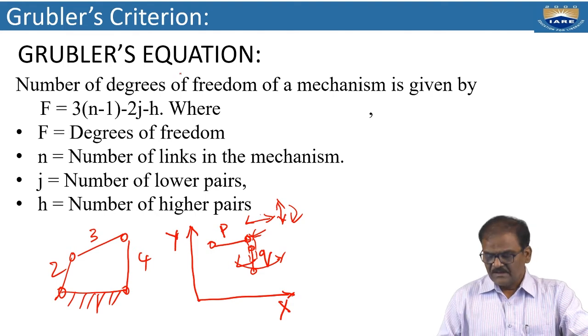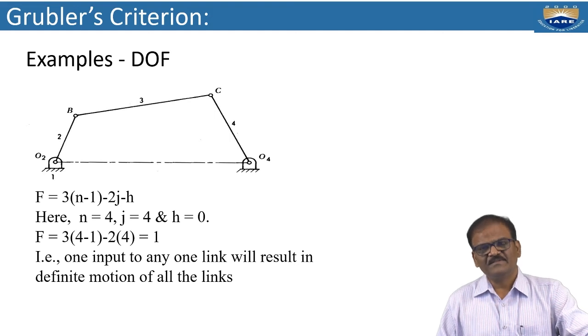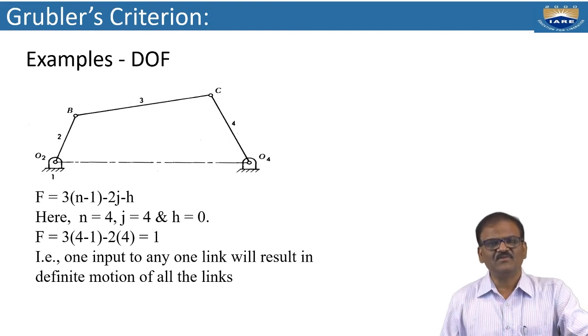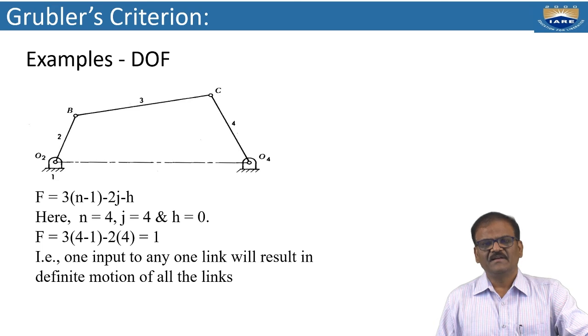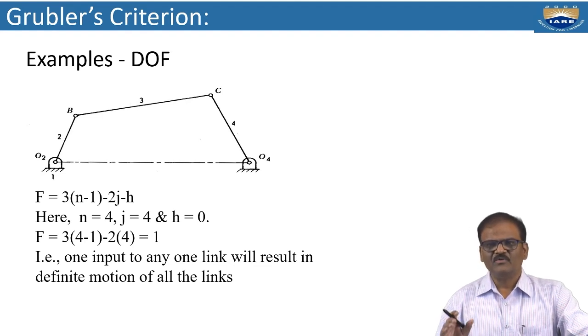So, next, if we go for the examples based on earlier experience with the Goodbatch, if you look at it, F is equal to 3 into n minus 1 minus 2j minus h. Here n is equal to 4, j is equal to 4, and there is no higher pair. Therefore, F is equal to 3 into n minus 1 minus 2 into 4 is equal to 1. That is, one input to any one link will result in definite motion of all the links.